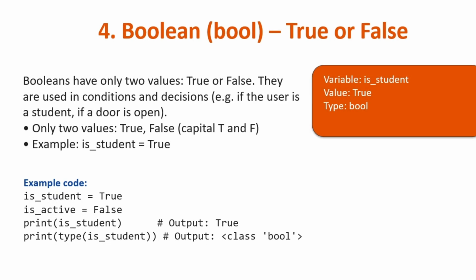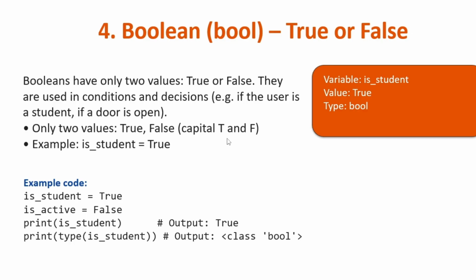One more most important data type here is the Boolean, which is true or false. So when you want to show any variable with the values true or false, now again we know that true is 1 and false is 0. So in this case you can use 0 and 1 also. But the data type will be Boolean for them, and they are used in conditions and decisions. Let's say for example, if the user is a student, if a door is open, if you want to check conditions in your coding, you can use variables of type Boolean. It has only two values, true and false.